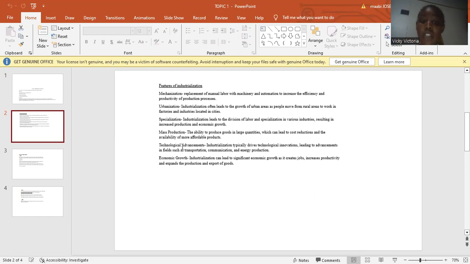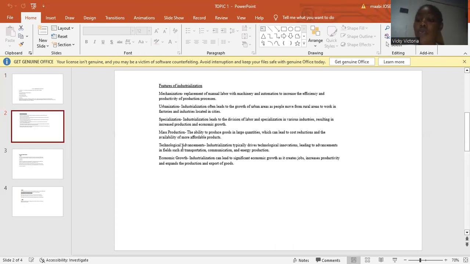Then industrialization often led to growth of urban areas as people moved from rural areas to work in the factories and industries located in cities. Industries were majorly located in towns. That's why people moved from the rural areas to the urban areas. Then there was also specialization. Industrialization led to division of labor and specialization in various industries, resulting in increased production and economic growth.